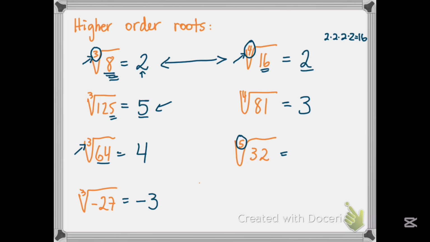Now, another way to do this is also just to factorize. So, for example, 32, I'm going to get half of that, which is 16, then half of that, which is 8, then half of that, which is 4, half of that, which is 2, and half of 2 is 1. How many 2's do we have? 5. So, that's what we're looking for. Which number multiplied by itself 5 times gives me 32? The answer is 2. Very, very simple.